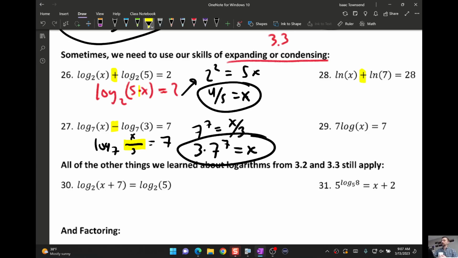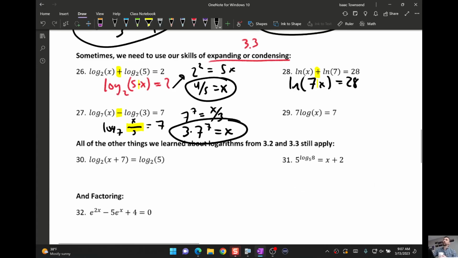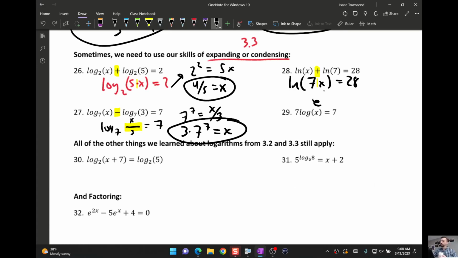Okay, once again, nothing else you could do, nothing we did on the front page helps you get this started. But if we condense this correctly, it is set up in a format that it will finish like questions on the front page. Logarithmic form and exponential form. E to the 28th over 7 is what would make that a true statement.